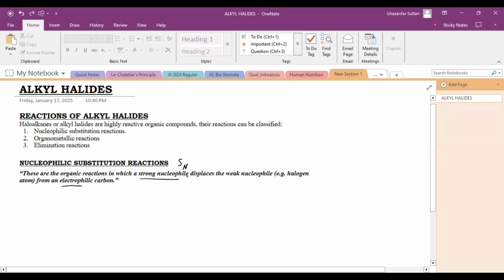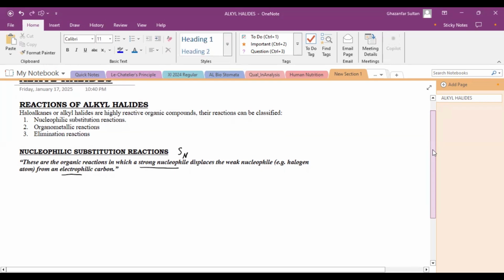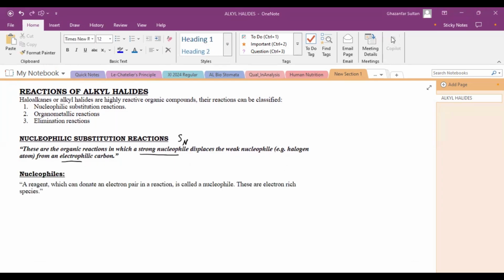So now we should introduce two terms, nucleophile and electrophile. First we will see what a nucleophile is. Nucleophiles are the reagents which can donate an electron pair in a reaction. These are the electron-rich species. A nucleophile is more often symbolized as Nu. This shows the lone pair, and Nu is the symbol for nucleophile.